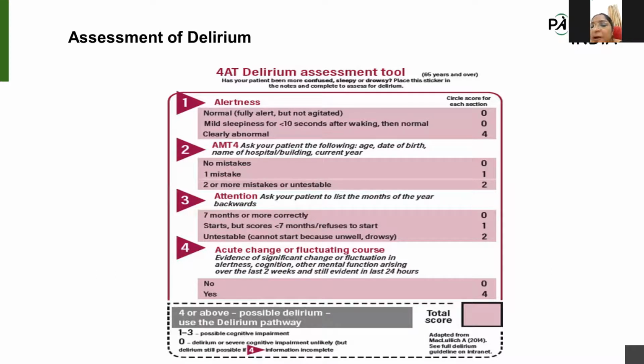Okay, 4 or above: possible delirium, use the delirium pathway. 1 to 3 is possible cognitive impairment. 0: delirium or severe cognitive impairment is unlikely. But delirium is still possible if the 4th item's information is incomplete. That means acute change or fluctuating course. If we are not sure of that, then delirium is still possible, is what we say.